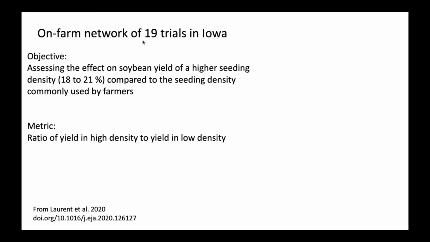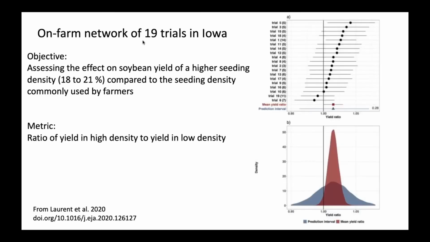Now I present a second example of on-farm network, including now 19 trials in Iowa. The objective was to assess the effect of higher seeding density on soybean yield. So the seeding density was increased from 18 to 21% compared to common seeding density. And here again, we computed the ratio of yields. And you can see again the distribution of the individual yield ratio across the different on-farm experiments.